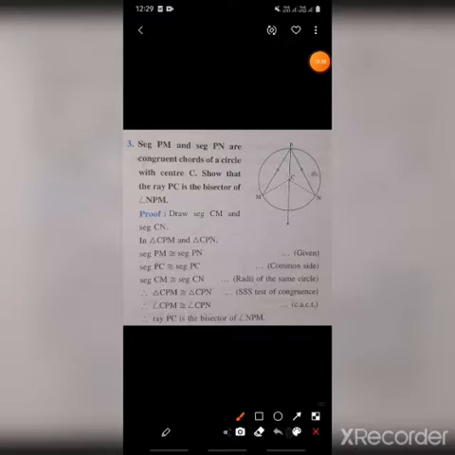Then triangles CPM and CPN are congruent. These two triangles are congruent by the side test, because no angle is shown here. So it will be the side test. Then angles CPM and CPN are corresponding angles of congruent triangles, because these triangles are congruent. So ray PC is the bisector of angle NPM.